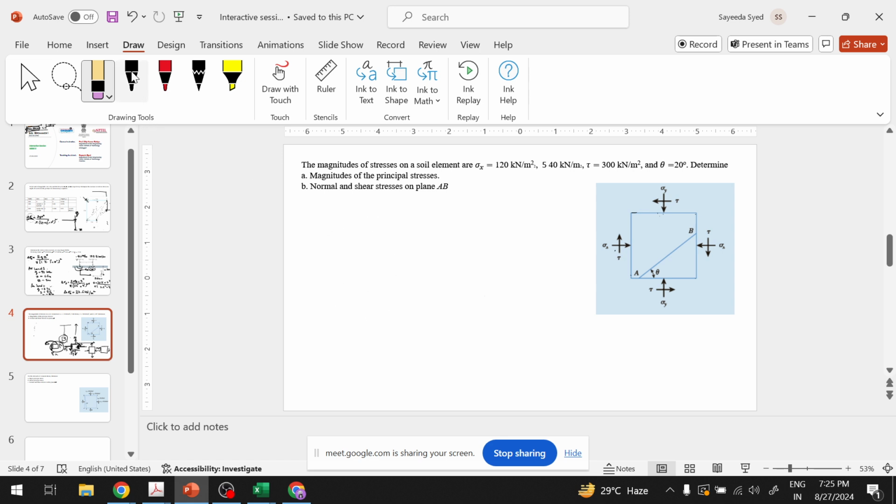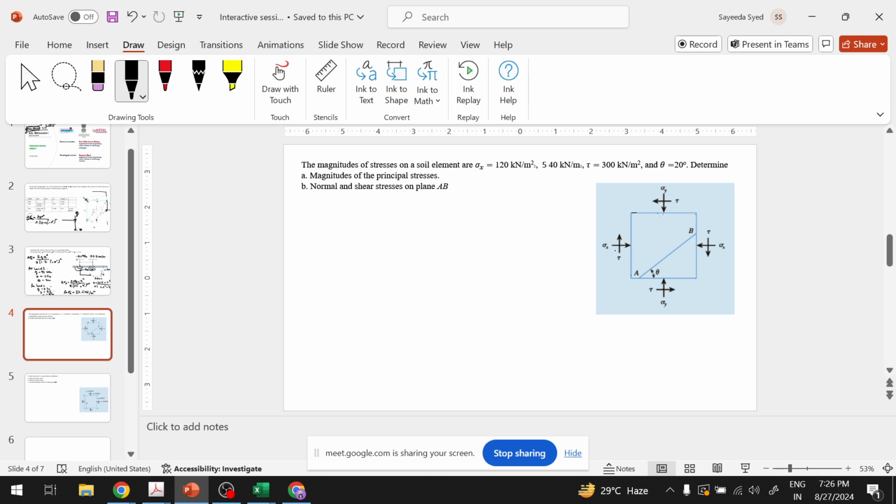So if we calculate the resultants of these, and we draw this free body diagram, and then we equate the forces in the horizontal direction and the forces in the vertical direction, we get these equations.